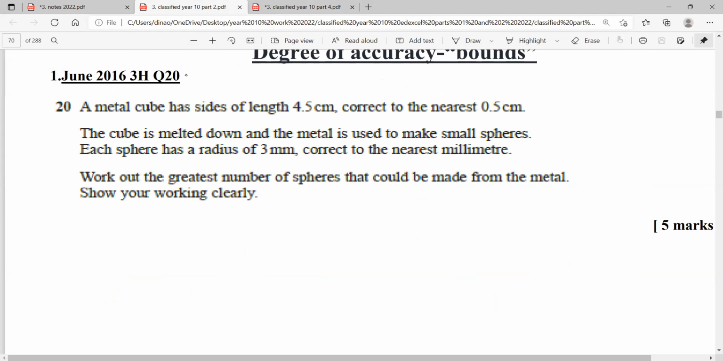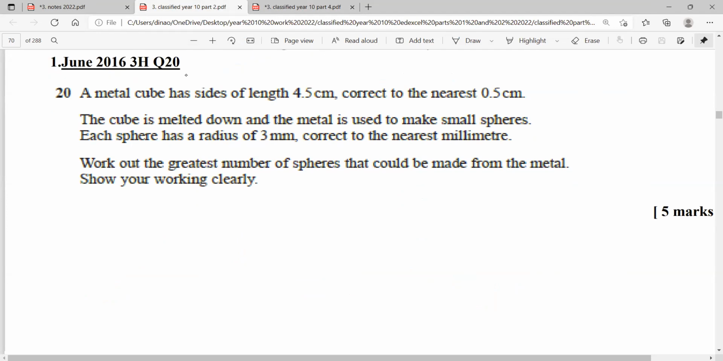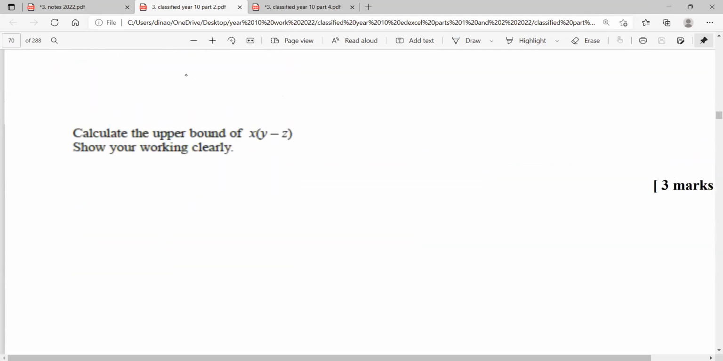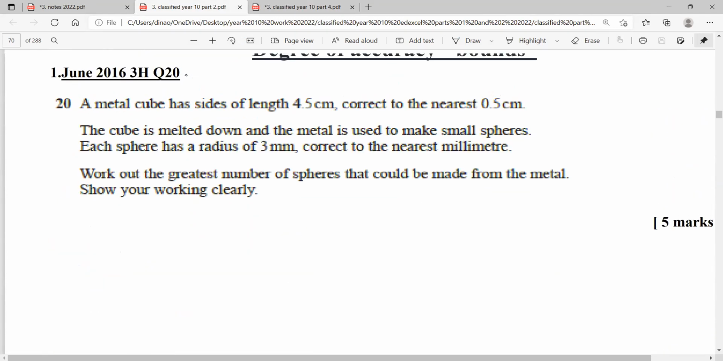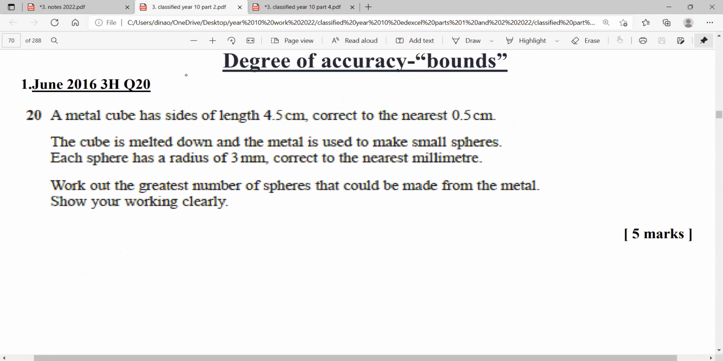The last question is this. This is in your classified part 2, page number 70. قال لي هنا إيه بقى؟ إحنا أخدنا ال 3D shapes. قال لي a metal cube has sides cube. طبعا a cube is a prism with 6 faces. All the faces are squares. The length of the edge is 4.5 corrected to the nearest 0.5 centimeter.